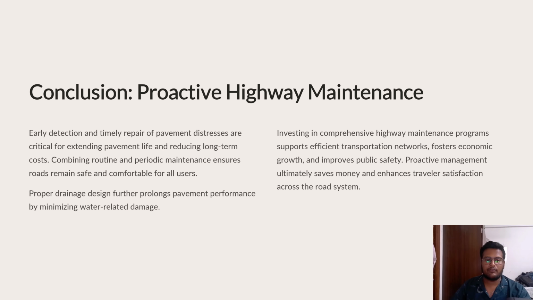Next, we reach the conclusion. So what is the conclusion of this overall proactive highway maintenance? By addressing distress early, using a mix of routine and periodic maintenance, we can extend the life of highways, save public funds, and improve road safety. Highways are more than just roads, they are lifelines. Investing in maintenance supports growth, ensures smooth logistics, and enhances the lives of daily commuters. Let's not wait for damage to be visible before taking action. Smart maintenance is smart planning.